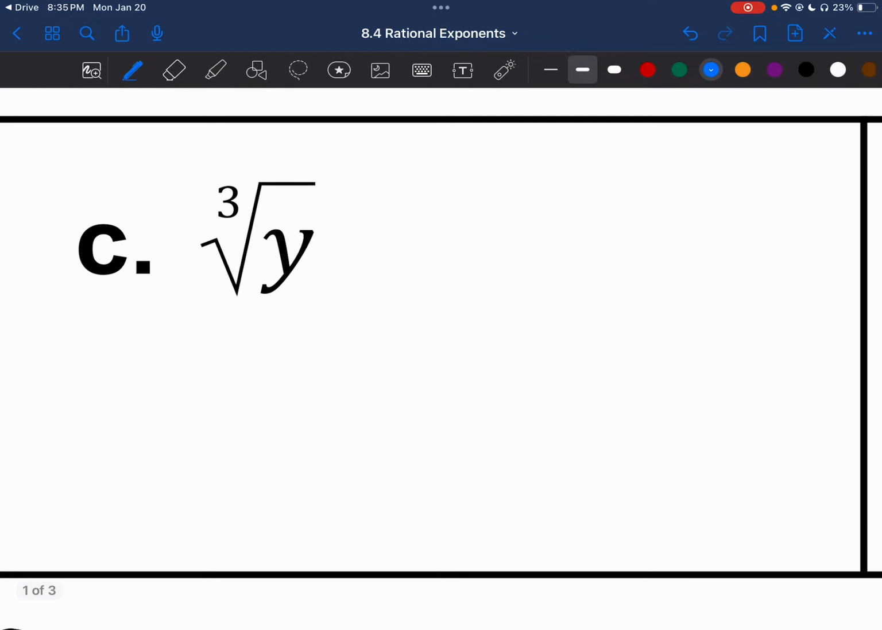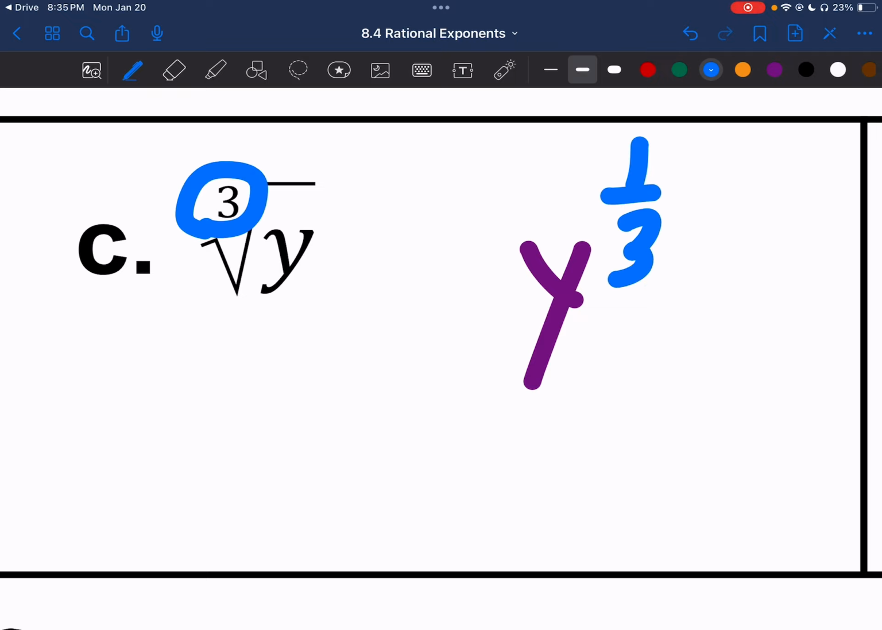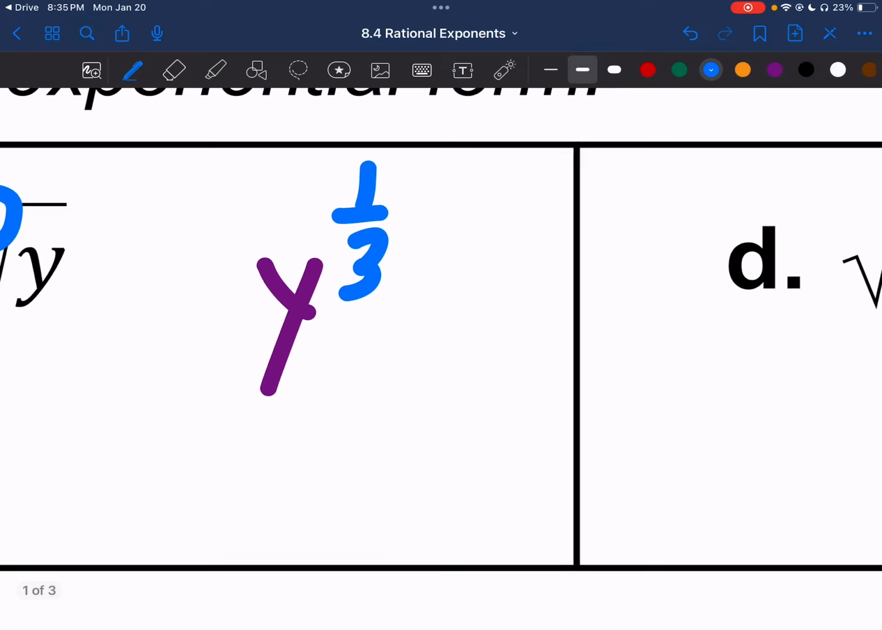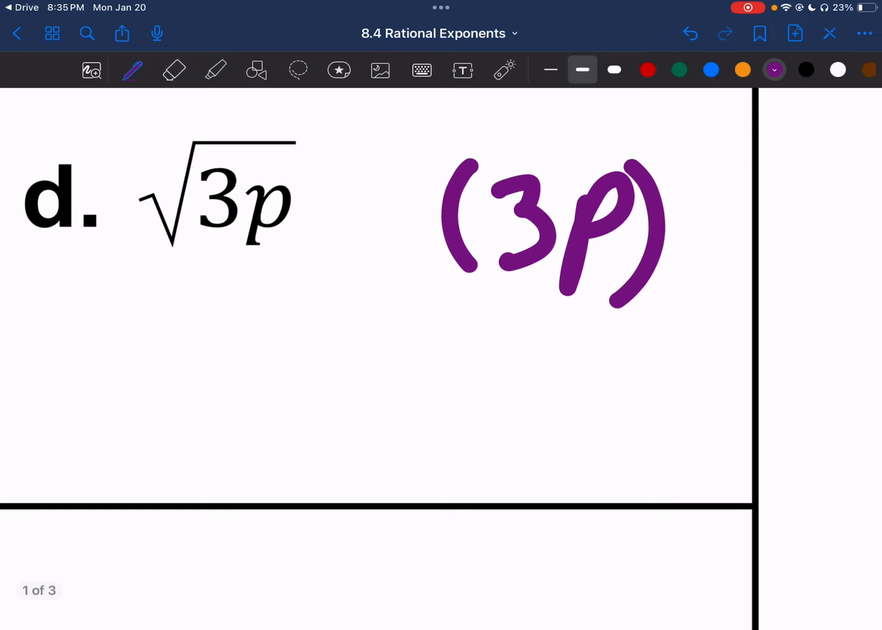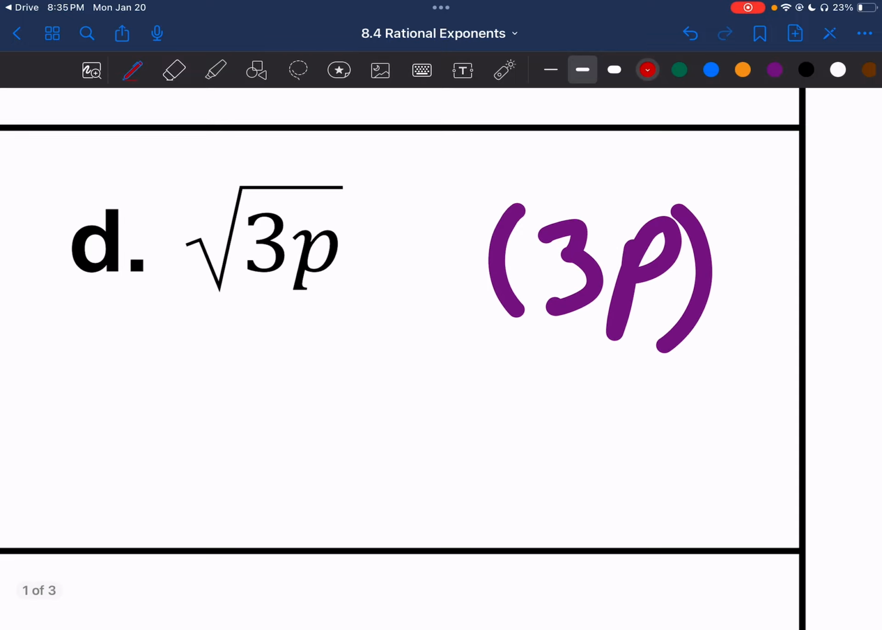Letter C, we have it in radical form. We need to write this as a fraction. So we start off with our base is y, and our exponent is, we're to the 3rd root, so it's 1/3. Letter D. Well, letter D, we have two things that are inside the radical. So those are the base. So we keep them together and we put them in parentheses. And this is to the 1/2 power because it is the square root.